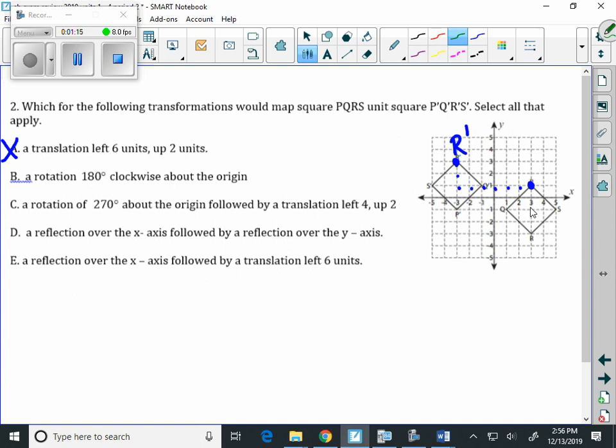The next one is a rotation of 180 degrees clockwise. And recall that whether it's 180 degrees counterclockwise or clockwise, it's going to end up in the same value. So I started with P, and our ordered pair for P in our original is 3, 1. And I actually did 2 more points, Q as well as R. Q has an ordered pair of 1, negative 1, and R has a value of 3, negative 3.